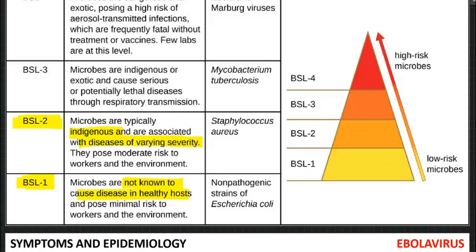Does it make sense? So, influenza type A will be a BSL-2, maybe BSL-2 plus pathogen, because if you get infected, are you going to die? Probably not. Can you get a vaccine? Yes. Can you get a treatment? Also, yes. So, BSL-2.